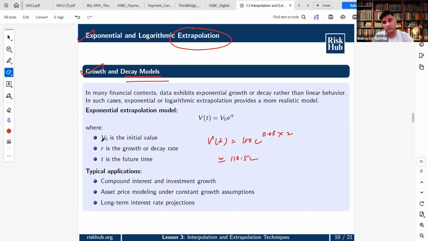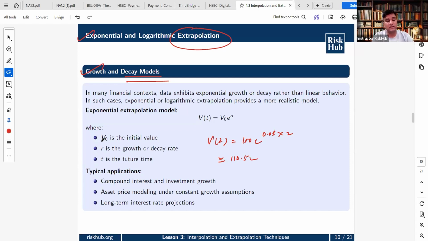Where this appears in quant finance: let's say we are doing continuous compounding, right? The formula connection is FV equals PV times e^(rt). If we are doing discounting, PV equals FV times e^(-rt). Black-Scholes uses an exponential discount factor. Asset price modeling often models growth exponentially. Risk-neutral pricing discounts the expected payoff using exponential discounting.